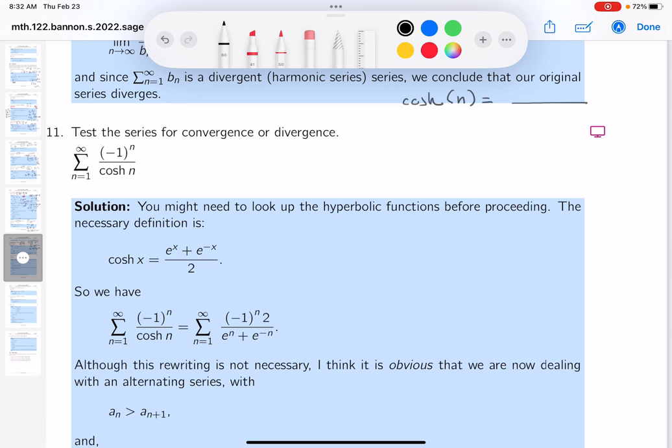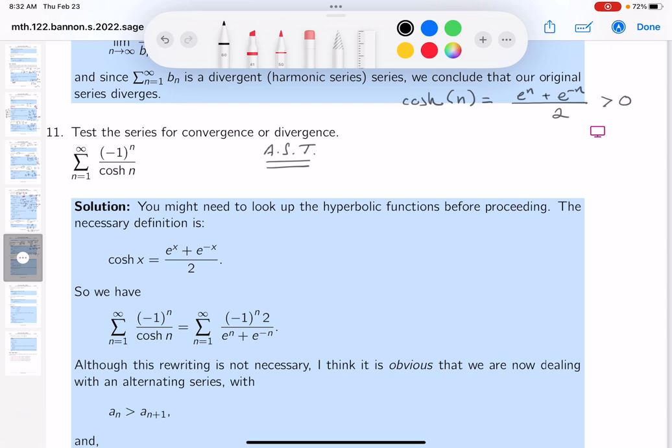So what's going to be e to the n plus e to the minus n over 2. I know this thing over here is always greater than 0. All right, looking at that, no matter what the n is, it's greater than 0. So what do I know about this over here? It's an alternating series. So I'm going to use the AST.